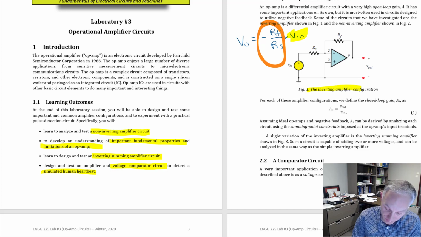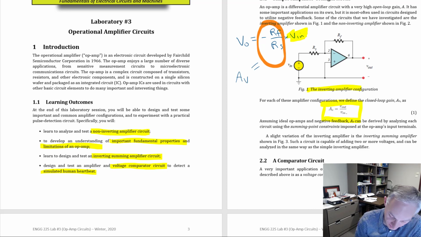Now this part in orange that I've drawn is what's called the closed loop gain, or AV, and that is described right here mathematically. AV is equal to V out divided by V in. So this part is equal to AV, which is also equal to V out divided by V in.